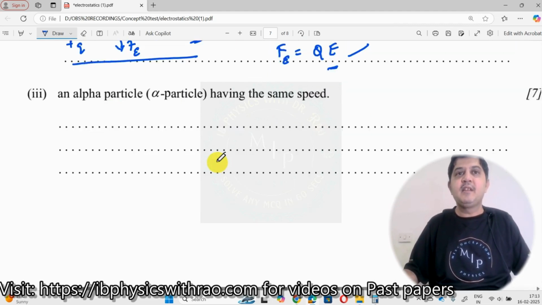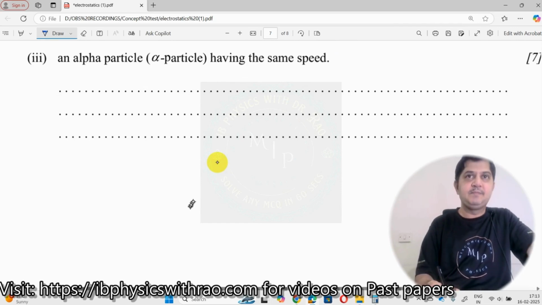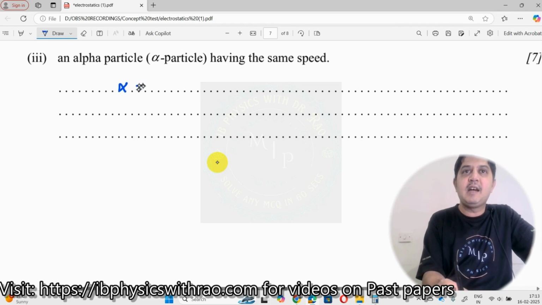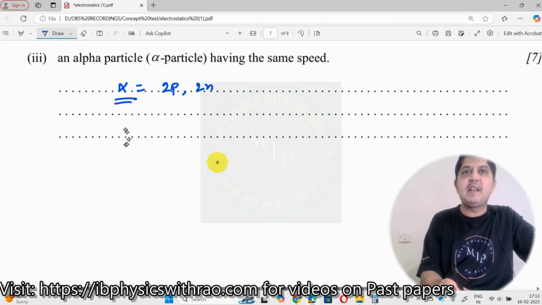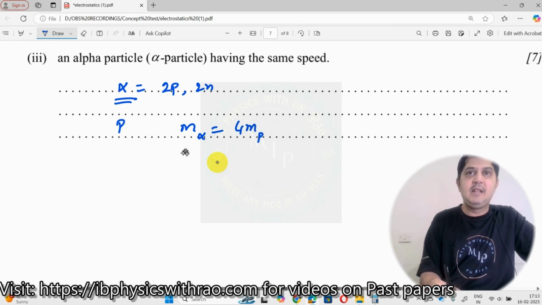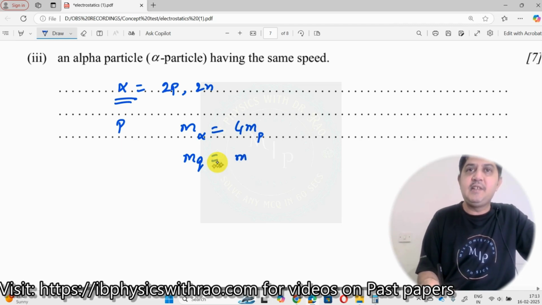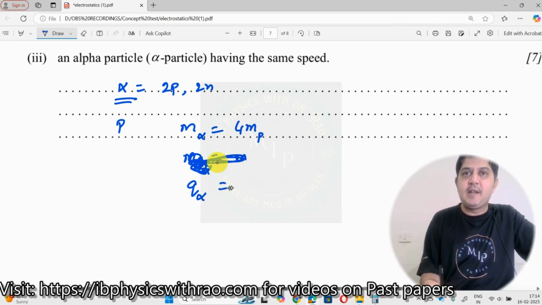Then, an alpha particle having the same speed. What is an alpha particle? An alpha particle has 2 protons, 2 neutrons. We already said that. See what is the difference between this particle and a proton? The mass of an alpha particle is 4 times the mass of a proton, and the charge of an alpha particle, I write like this, is wrong. Q of an alpha particle is equal to 2 times Q of a proton.